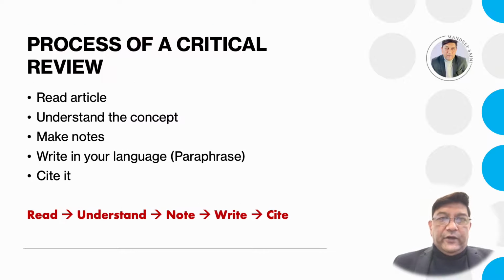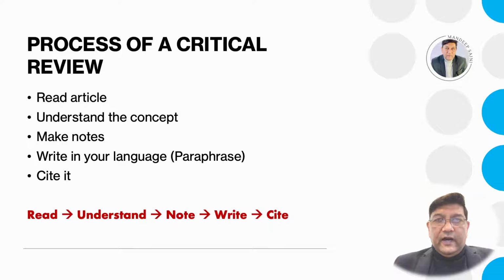So when you have to write a critical review, the process is, first you need to read the article. After reading the article, you try to understand the concept. You might need to read the article several times. Once you understand the concept, you make notes. You can write the notes on a piece of paper, and you can make notes on your PC as well. Then try to write the view of that author in your own language.